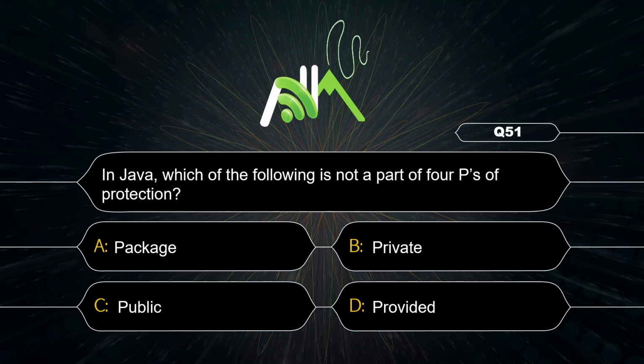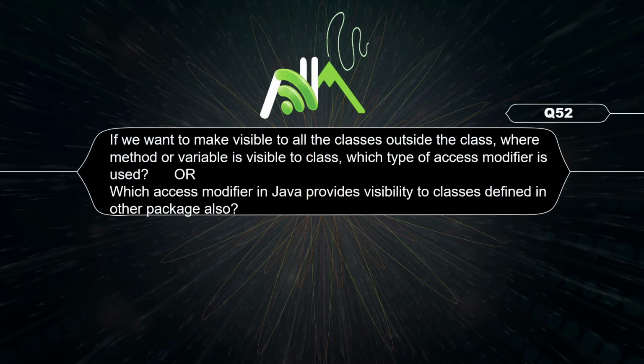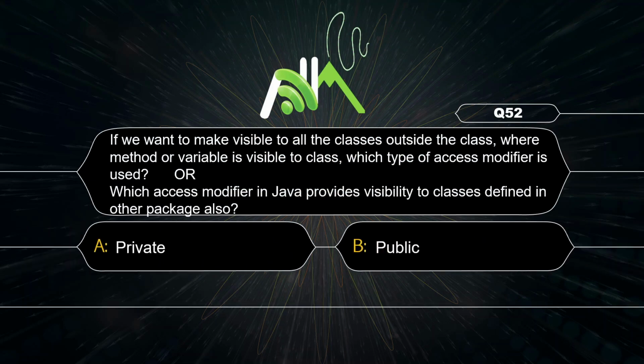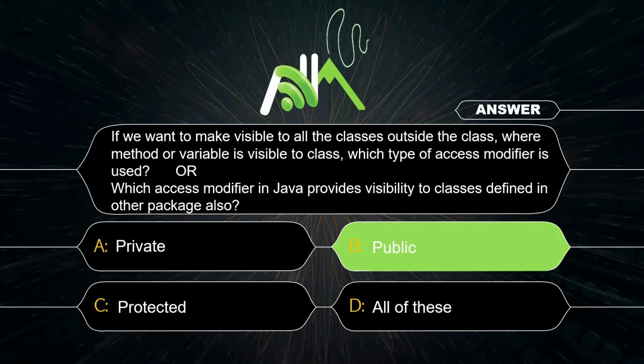Which of the following is not a part of the 4 Ps of protection? Here option D, provided, is not there. Sometimes protocol will be there or primary will be there. Such things are not there in the 4 Ps. So read all the 4 options properly here. So here the correct option is D. If we want to make a method or variable visible to all the classes outside the class, which type of access modifier is used? So option B is correct, public.